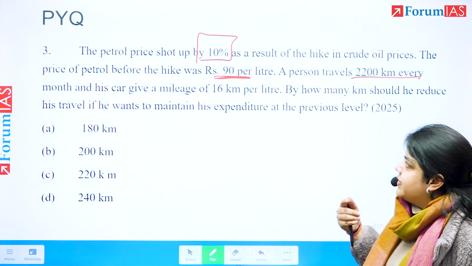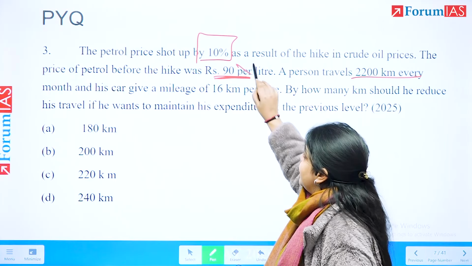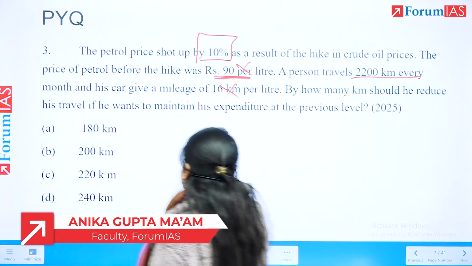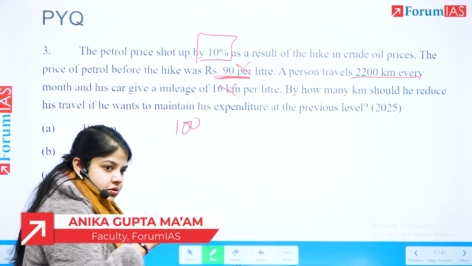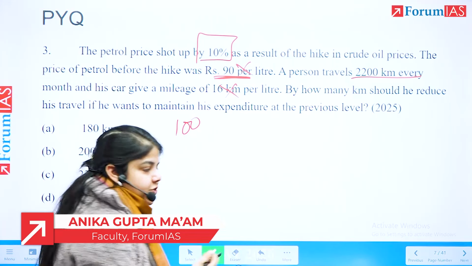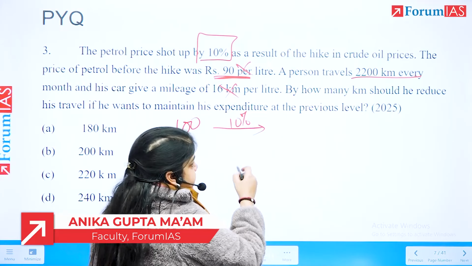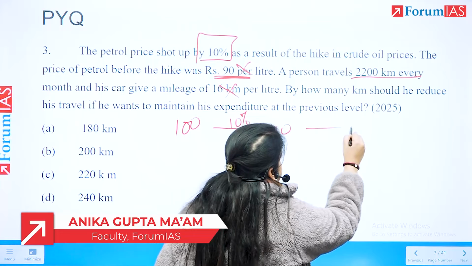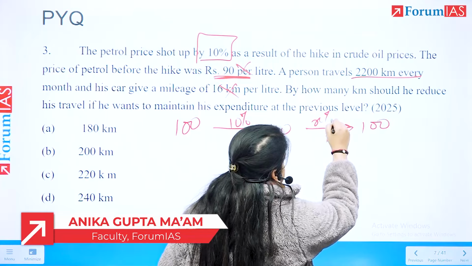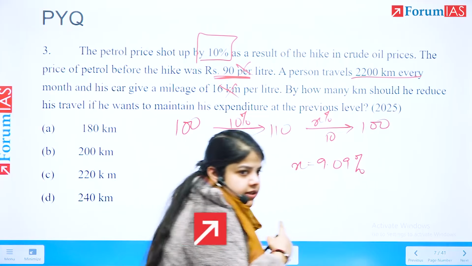So there is a lot of data which is extra. You do not need 90 rupees per liter. You do not need 16 kilometers per liter. All that you need is, let's assume, ओरिजिनली टोटल कंजम्पशन, टोटल एक्सपेंडिचर इज 100. There is a 10% increase in price. This makes it 110. Then it has to come back to 100. 10 units कम होना है. X%. X is equal to 9.09%. We just now solved it.